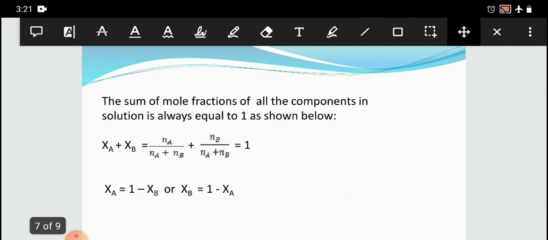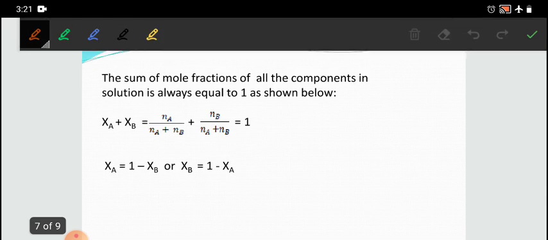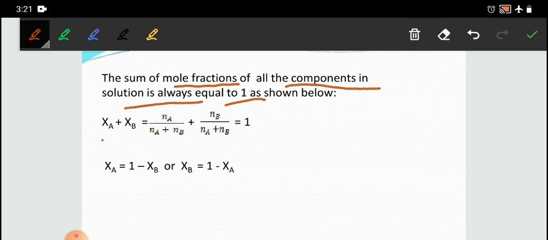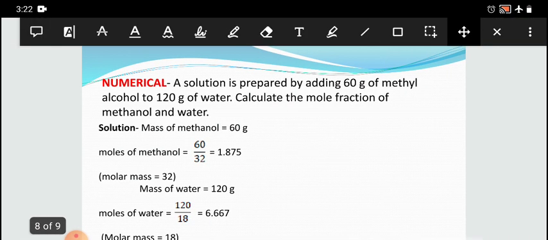Next, I'm going to explain that the sum of mole fractions of all the components in the solution is always equal to 1. That is, Xa plus Xb is equal to Na divided by Na plus Nb, plus Nb divided by Na plus Nb. It always equals 1. And to calculate the value, I can write Xa equals 1 minus Xb, or Xb equals 1 minus Xa. Okay, let's move to a question so that you can have a better idea.